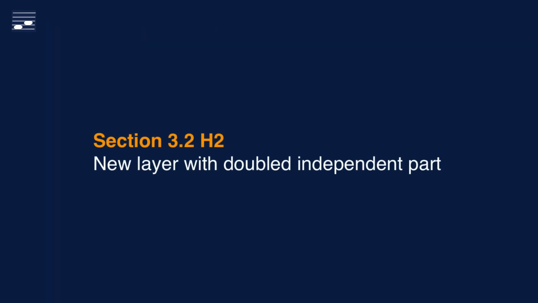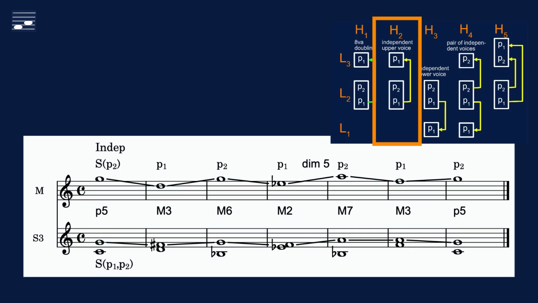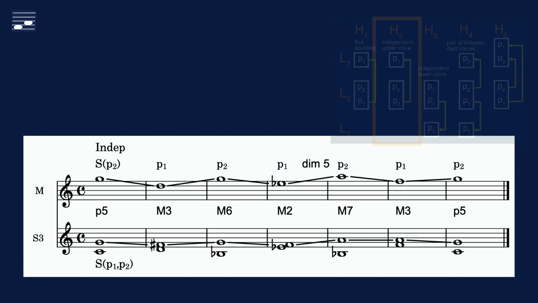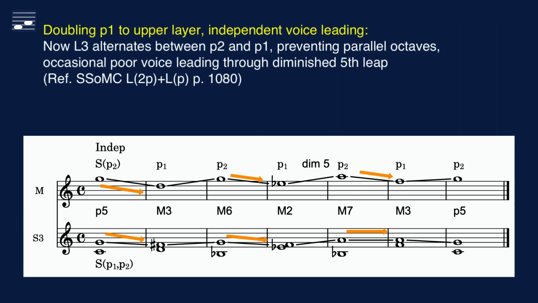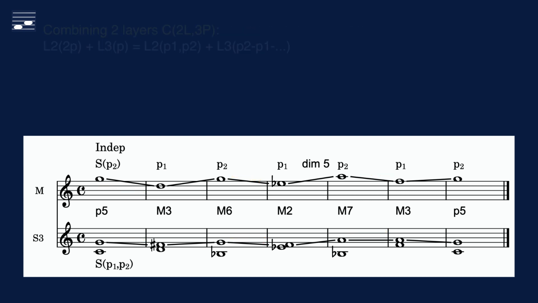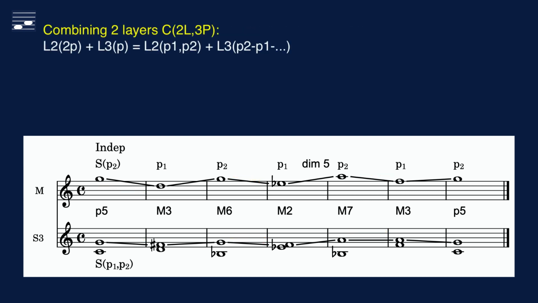Now you'll learn how to create an independent added part from the existing layer. Look at the upper staff in the score and note that the lead is alternating between the parts from the lower layer. Thus we avoid parallel octaves. The price we pay is that there is an occasional diminished fifth leap in that part. It is the simplest form of an independent new part in this 2-layer 3-part combination.